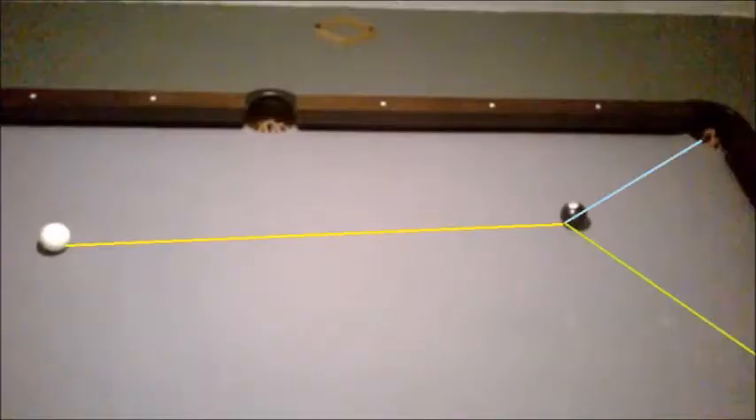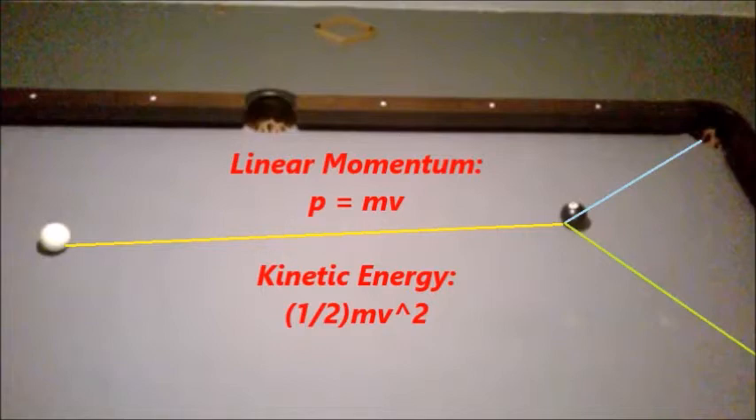This diagram shows the path of the cue ball before the collision and the path of both the cue ball and the 8-ball after the collision. The cue ball transfers both kinetic energy and momentum to the 8-ball. Their linear momentum can be expressed both as a scalar quantity and also as a vector.